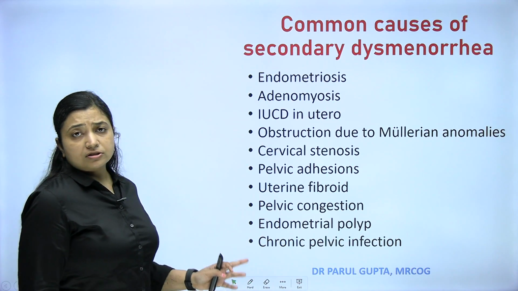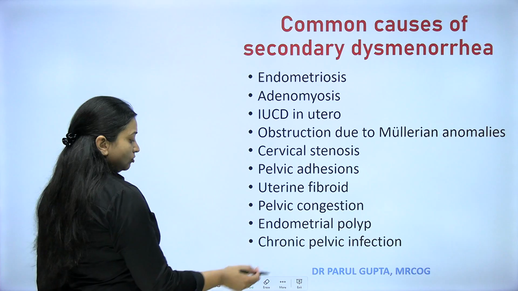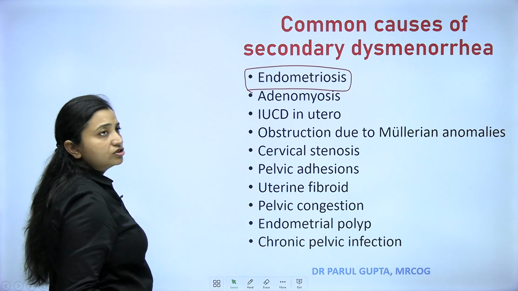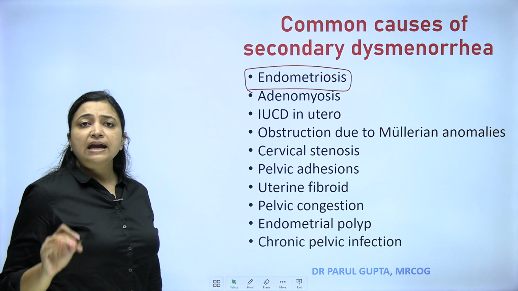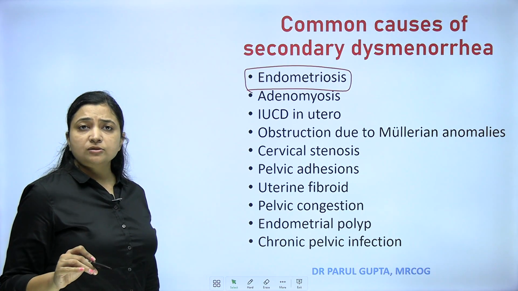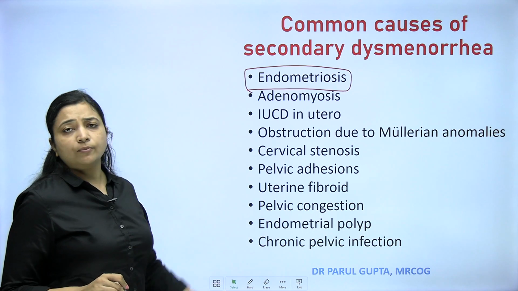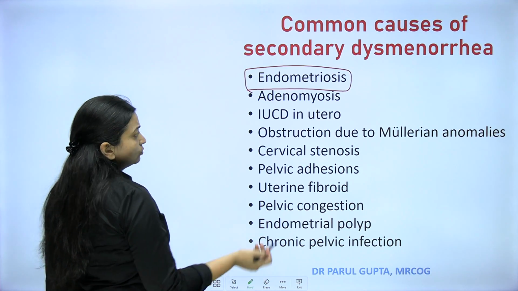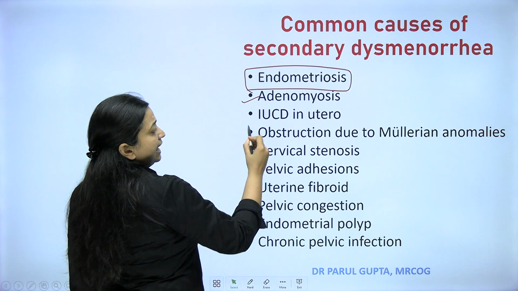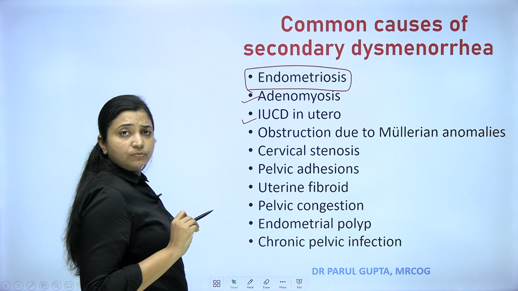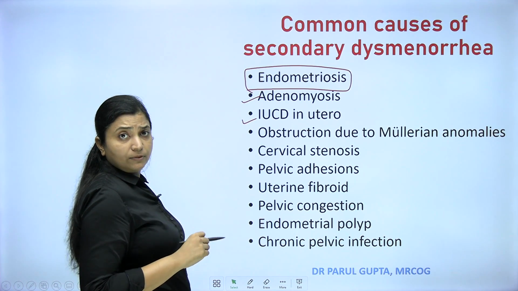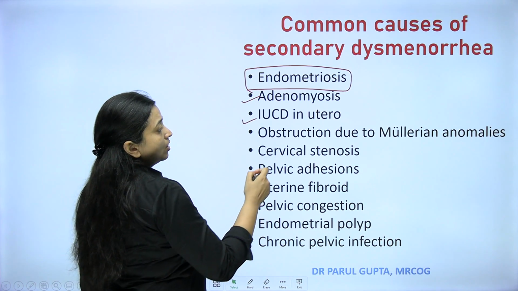What are the common causes? What I was talking about, endometriosis is the king of all the causes because it does not show in any investigation, and it is a secondary dysmenorrhea not responding to any medication. You do a laparoscopy and you find there is endometriosis. Other things you can find are adenomyosis, or an IUCD which was kept for contraception, and the uterus is not able to accept that IUCD.